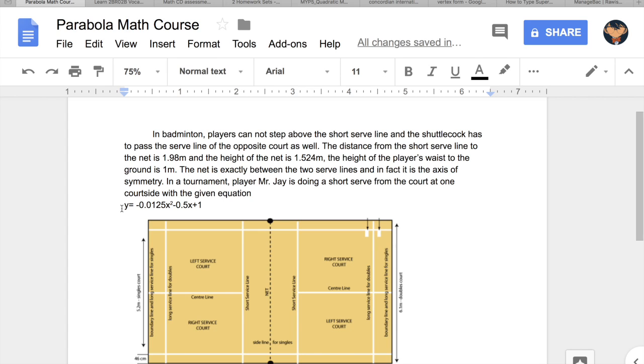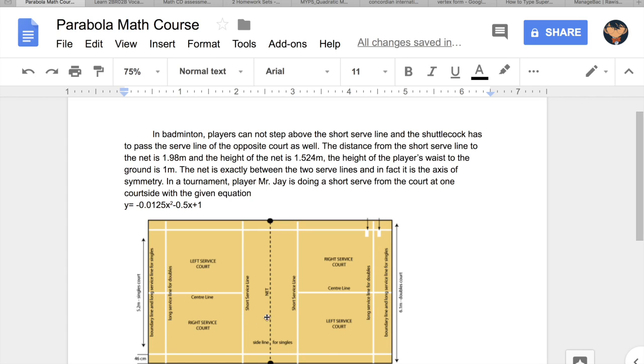As last week we learned about the basics of quadratic equations, today we'll be looking at something more complex, which is solving them in real-life context. This is a problem. In badminton, players cannot serve above the short serve line over here, and the shuttlecock has to pass the serve line of the opposite court as well, which is over here.